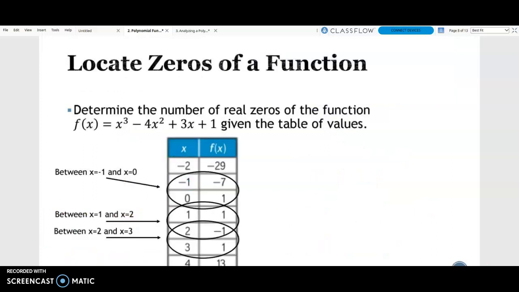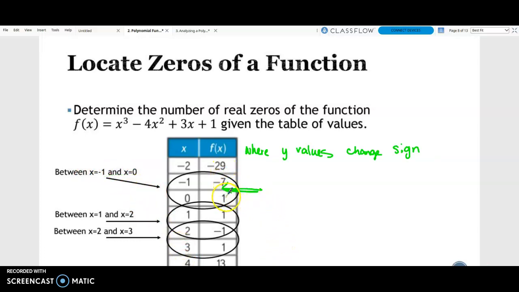Okay. All right. Locate zeros of a function. So if you were to locate the zeros of a function and you're given a table, all you have to do is check for where the y values change sign. So right here, it went from negative 29 to negative 7 to positive 1. Since it changed sign right here, there is a 0 between negative 1 and 0.